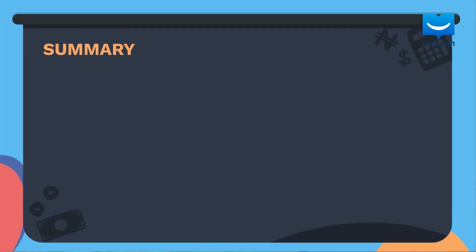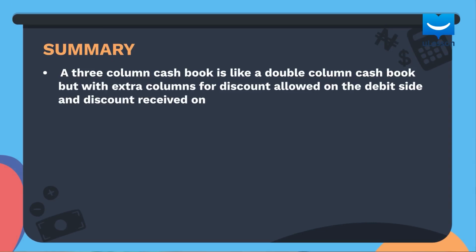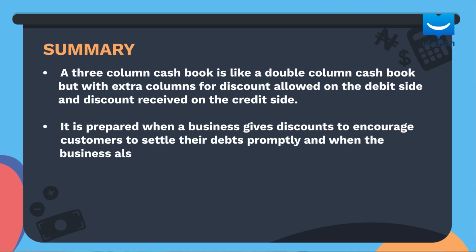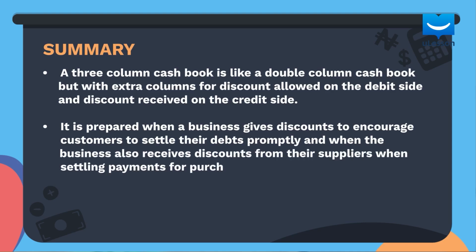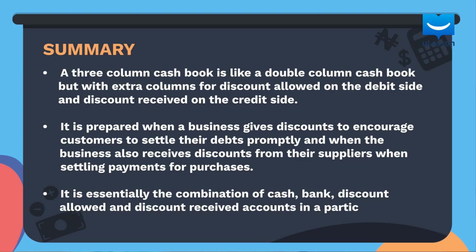In summary, a 3-column cash book is like a double column cash book, but with extra columns for discounts allowed on the debit side and discounts received on the credit side. It is prepared when a business gives discounts to encourage customers to settle their debt promptly, and when the business also receives discounts from the suppliers when settling payments for purchases. It is essentially the combination of cash, bank, discount allowed, and discount received accounts in a particular book.